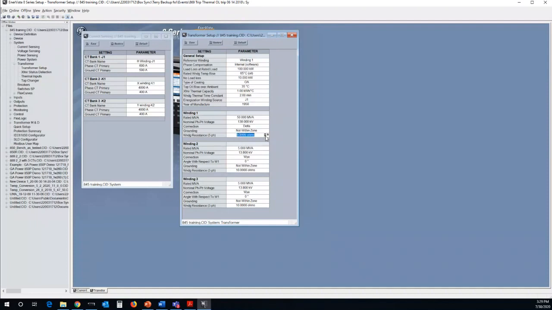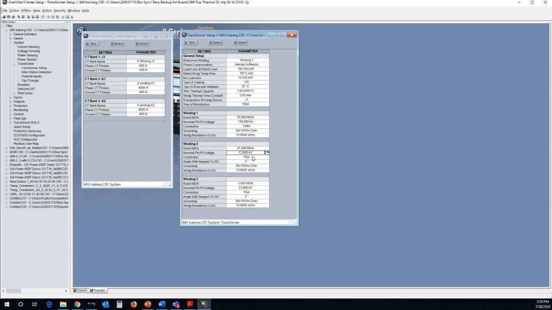This winding resistance here, again, this is used in that transformer loss of life calculation. It is unnecessary for the transformer differential. So winding 2, let's say it's a 25 MVA winding. And winding 2, that was the X winding. It had a voltage rating of 13.8 kV. So I'm going to set that for 13.8 kV.